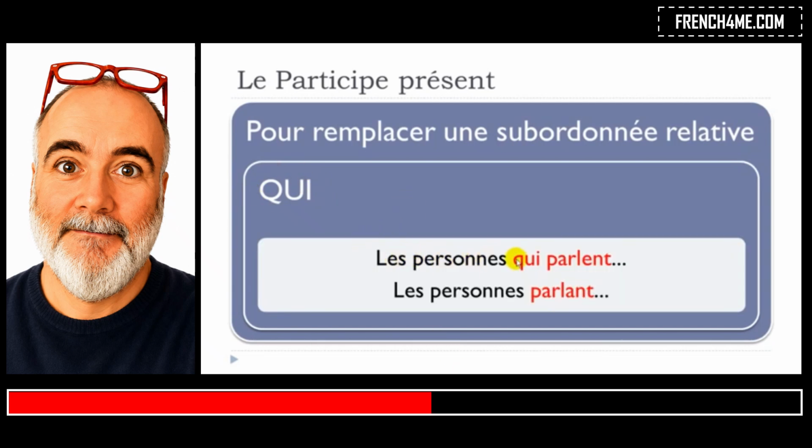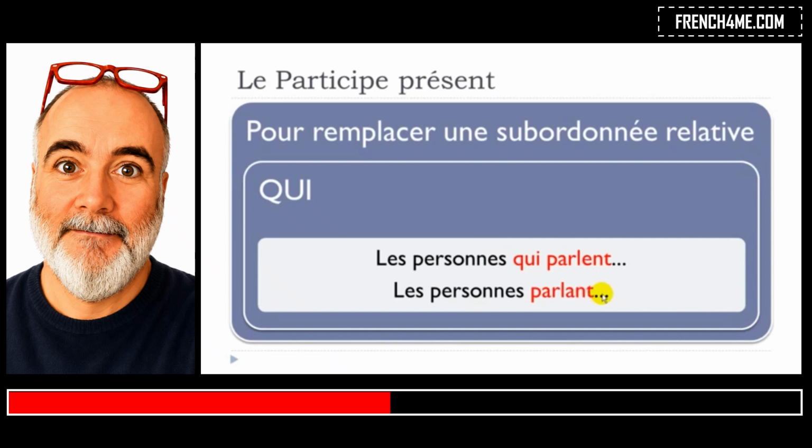Les personnes qui parlent, so the persons who are talking, speaking. In the first one, you've got this pronom relatif, qui, and then you've got the verb. But it's possible to replace this qui parle with le participe présent, so you will get les personnes parlant.